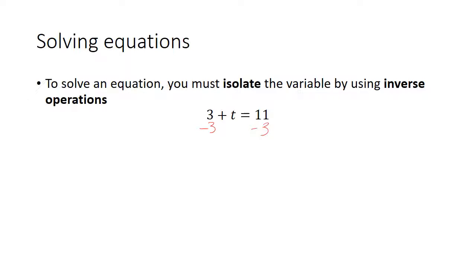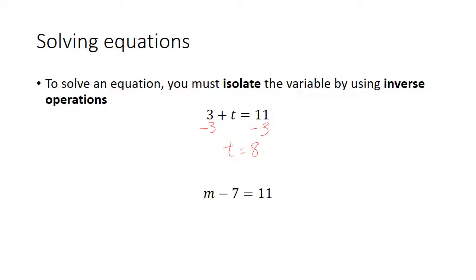Remember, equality properties is we have to do it to both sides. That's how you make it equal. 3 minus 3 is 0, leaving us a t on this side. 11 minus 3 is 8. So our t is going to be equal to 8.